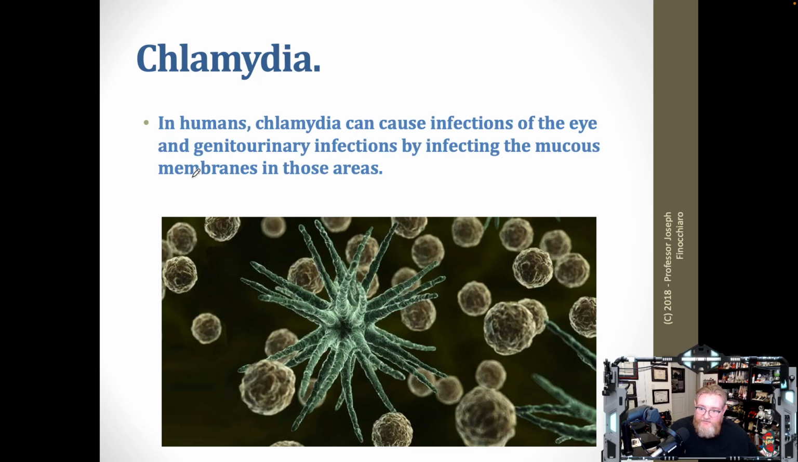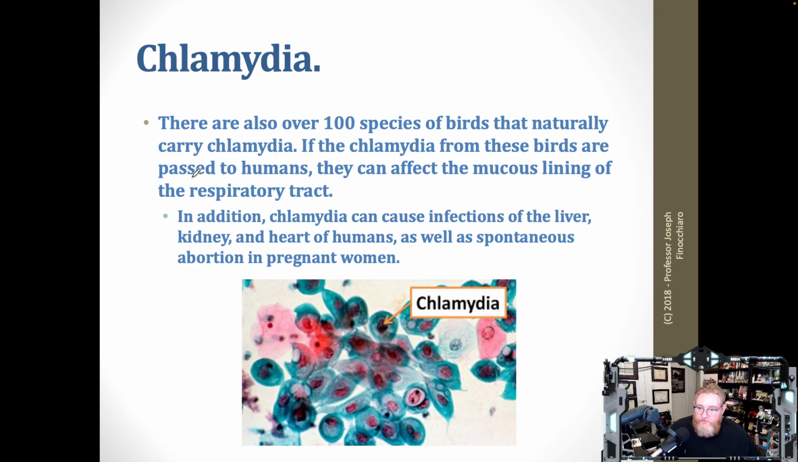In humans, chlamydia can cause infections of the eye and genital urinary infections by infecting the mucous membranes in those areas. There are also 100 species of birds that naturally carry chlamydia. If the chlamydia from the birds are passed to humans, they can affect the mucous lining of the respiratory tract. In addition, chlamydia can cause infections of the liver, kidney, and heart of humans, as well as spontaneous abortion in pregnant women.